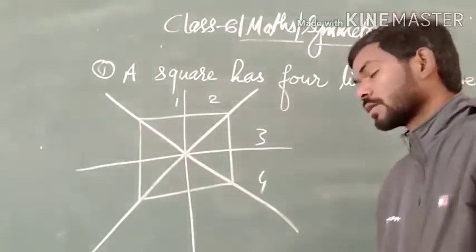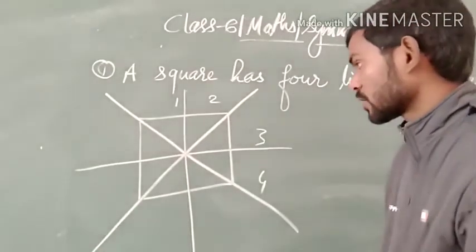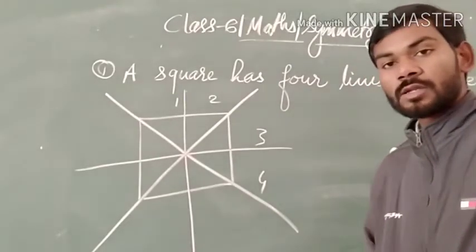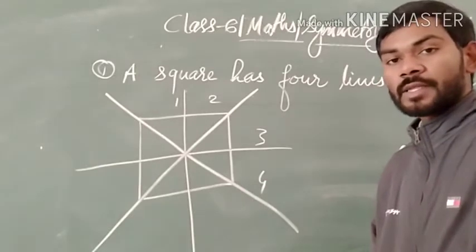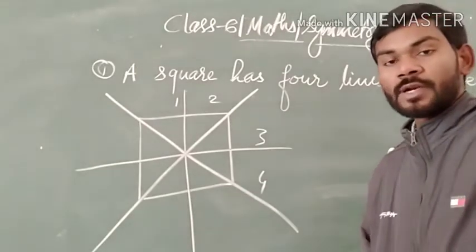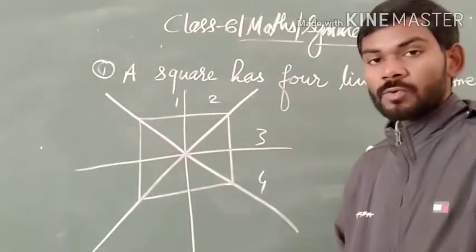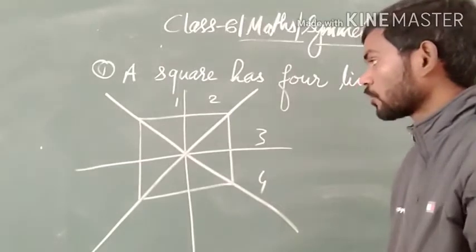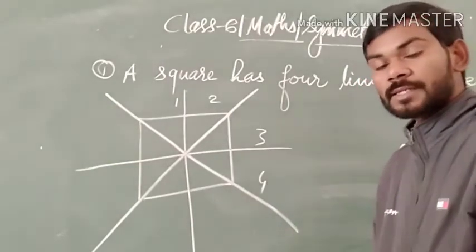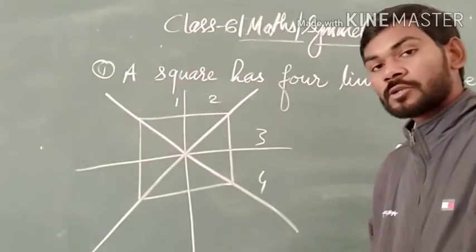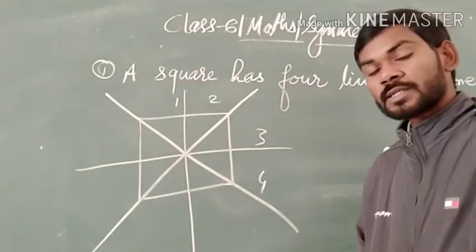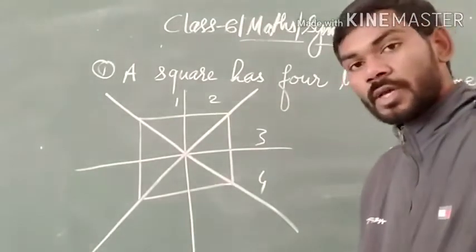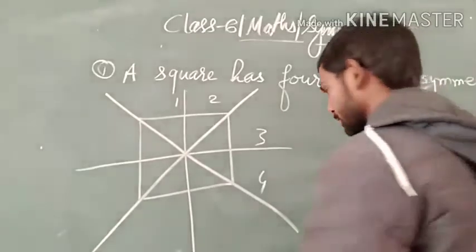Okay, students. Now, since all sides of the square are equal, if we divide it from anywhere along these lines, that line will divide the square into identical parts. Therefore, by these four ways we get that the square has been divided into identical parts, and hence it has four lines of symmetry. Okay. Now let's see about the triangle.